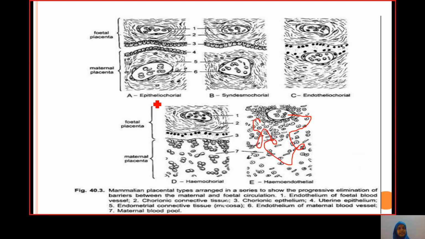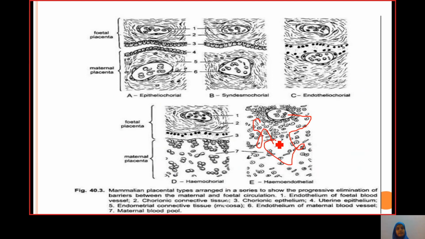Epitheliochorial: epithelial layer of the mother, chorionic layer of the fetus. Syndesmochorial: connective tissue of the mother and chorionic layer of the fetus. Endotheliochorial placenta: endothelium of the mother and chorionic layer of the fetus. Hemochorial placenta: blood vessels, endothelium of the mother and blood of the mother, and chorionic membrane of the fetus.